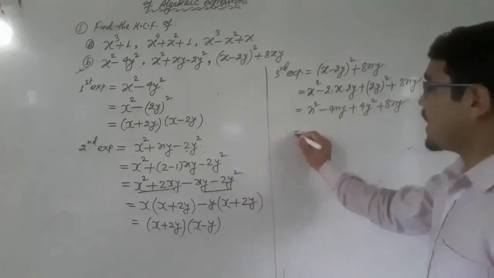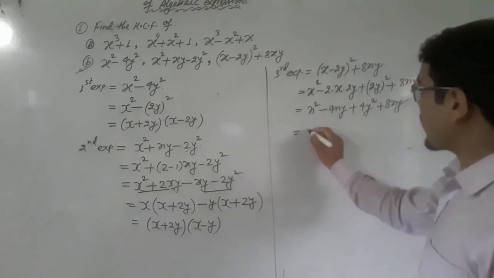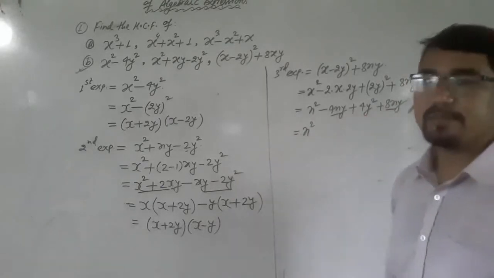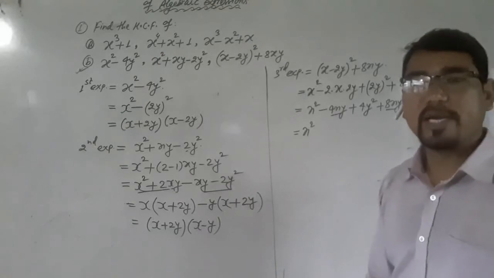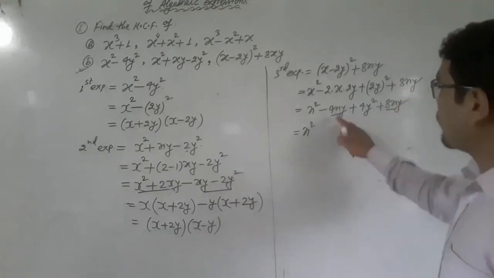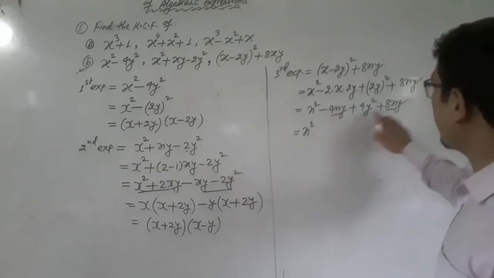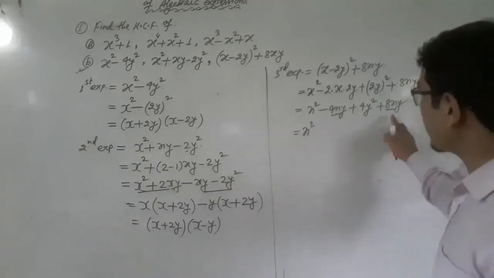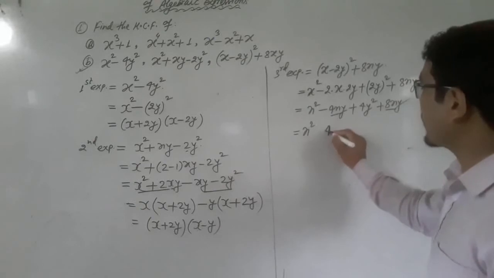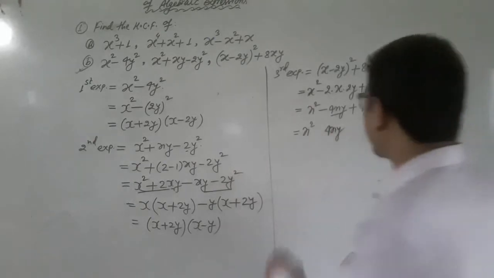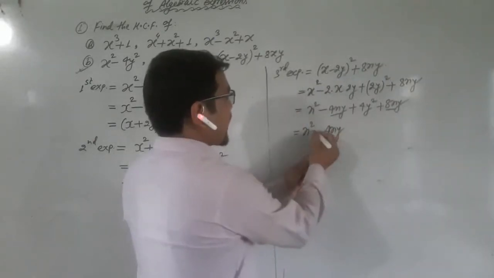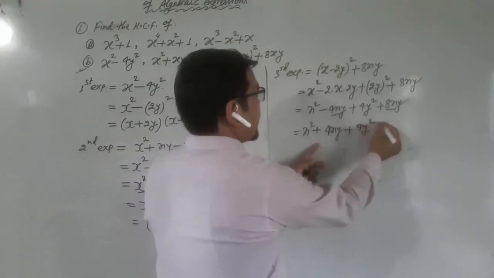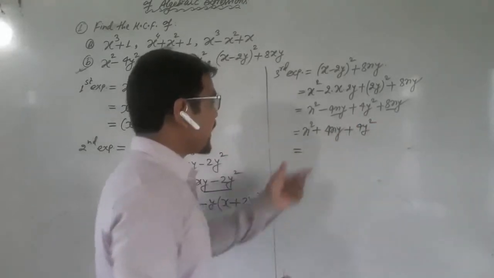After this, everybody, this x square we have to put as it is. Now these two terms are like terms. We can add, we can subtract. So look, what is the sign? 4xy is in minus sign, 8xy is in plus sign. The plus and the minus we have to subtract. So 8xy minus 4xy we can write, and here this 8 is greater, so its sign is plus. 4y square is as it is.